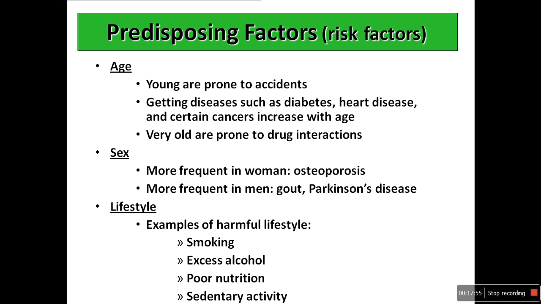Lifestyle. Example of a harmful lifestyle. طبعا اللايفستايل أو النظام الحياة يأثر بشكل كبير على حدوث المرض. فعندي العادات السيئة، السموكينج، التدخين، excess alcohol، شرب الكحول، البور نيوتريشن، التغذية السيئة، السيدنتري اكتيفيتي، الخمول، عدم ممارسة الرياضة، من predisposing factors، من الريسك فاكتورز.